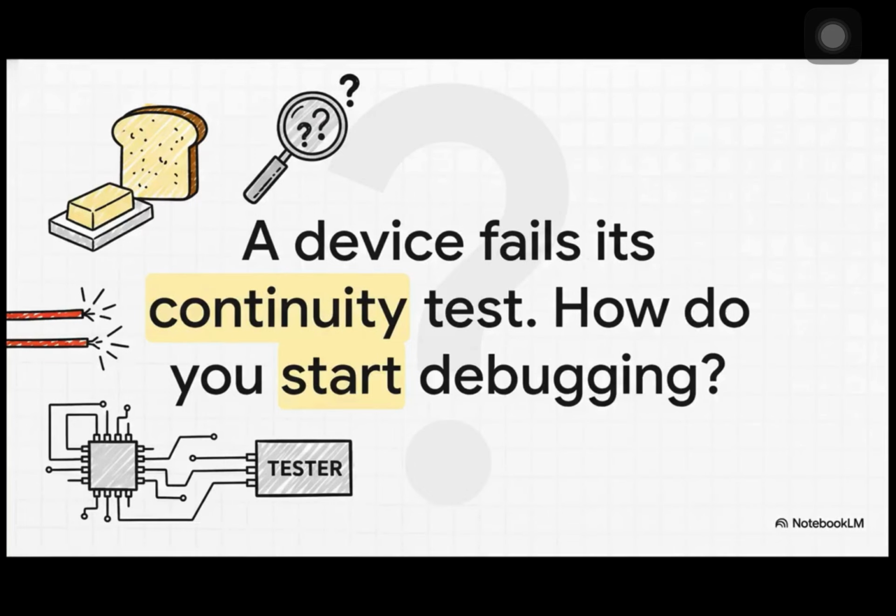So, a device fails its continuity test. You might also hear this called an opens and shorts test. It's basically checking for any broken or short-circuited connections. A failure here is a massive red flag that something is physically broken somewhere in the path between the tester and the chip. The real question is, where do you even begin to look for that break?